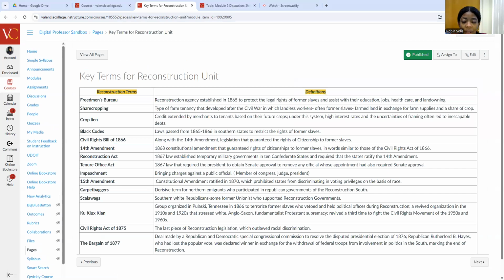And then I also have key terms. I like to do key terms and key people of each section just so they understand what's happening in the section that we're talking about and can get familiar with the terms. So when they go to my presentations, they're not lost about what the Freedmen's Bureau is or what sharecropping is or the Tenure of Office Act or what impeachment is.